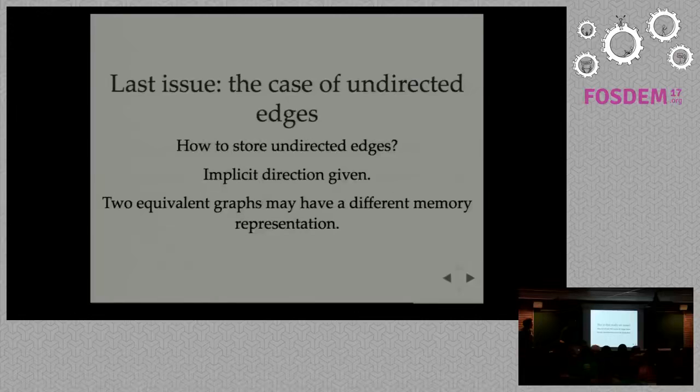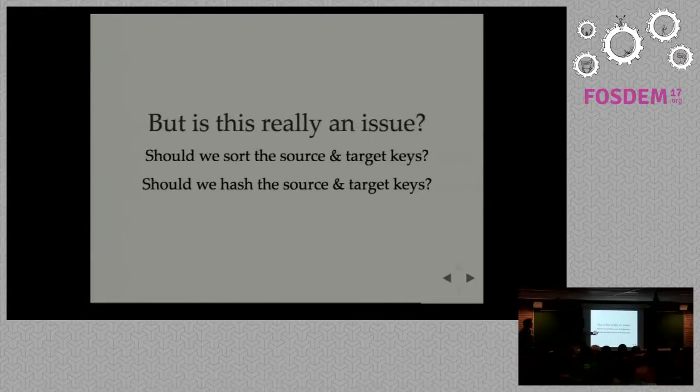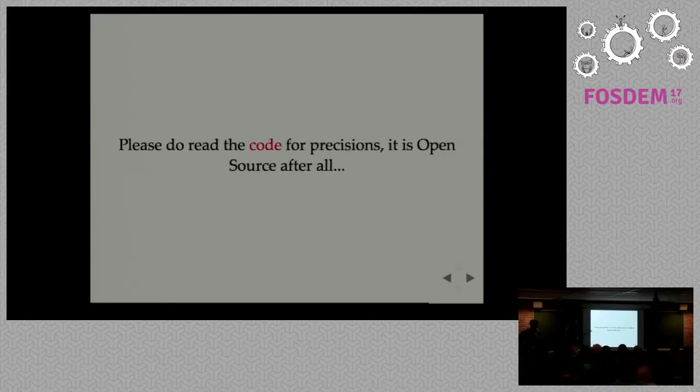And for some people it seems to be an issue, so I want to have feedback on that. Should we sort the source and target keys? Should we hash them? I don't know, I really don't know, so please bash me again. And if you want some precision on the implementation, please do read the code. Everything is open source and accessible and you can contribute.